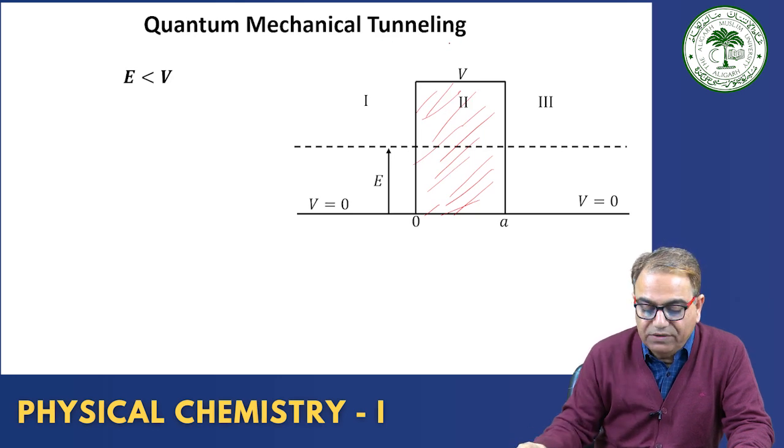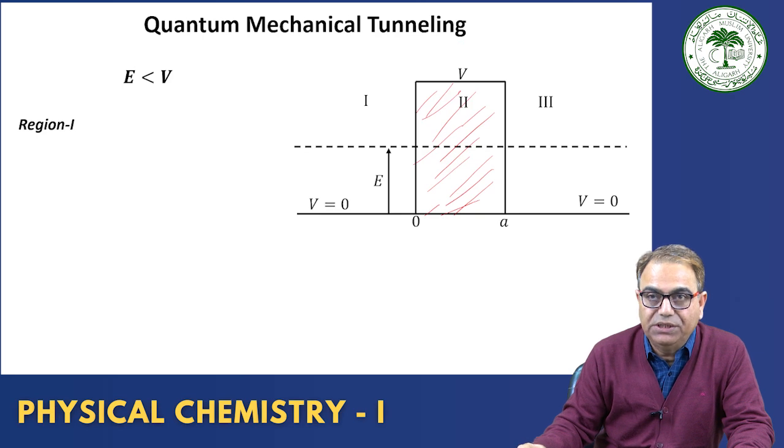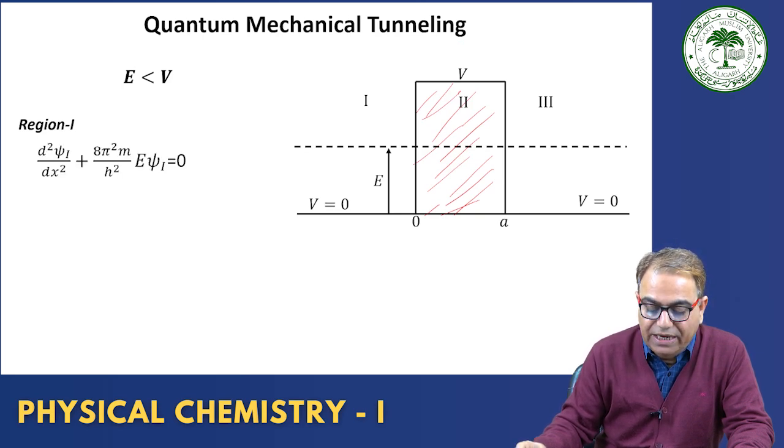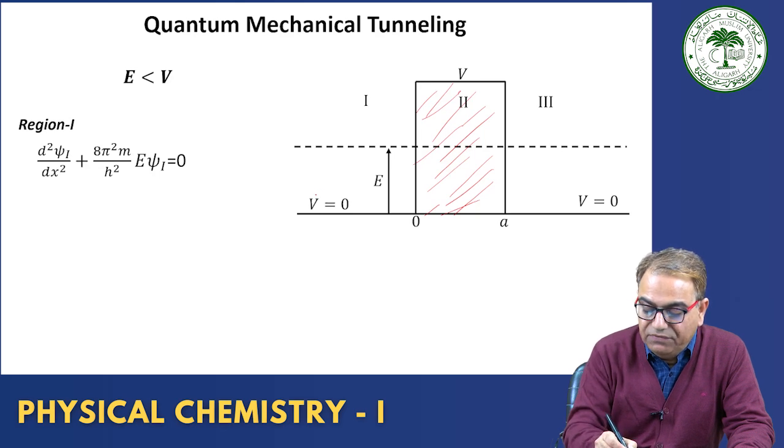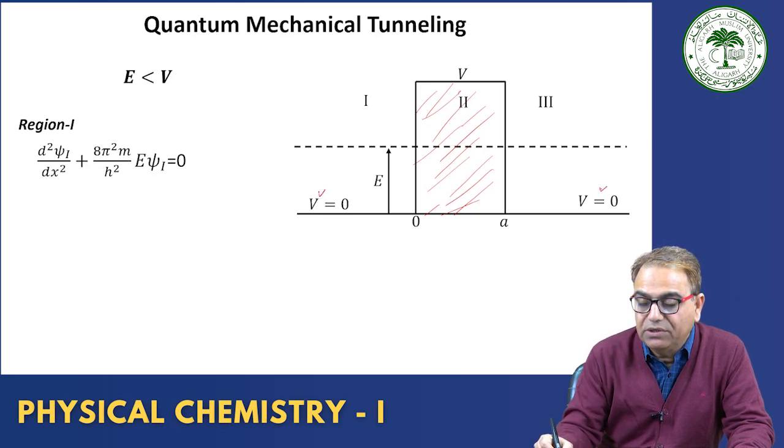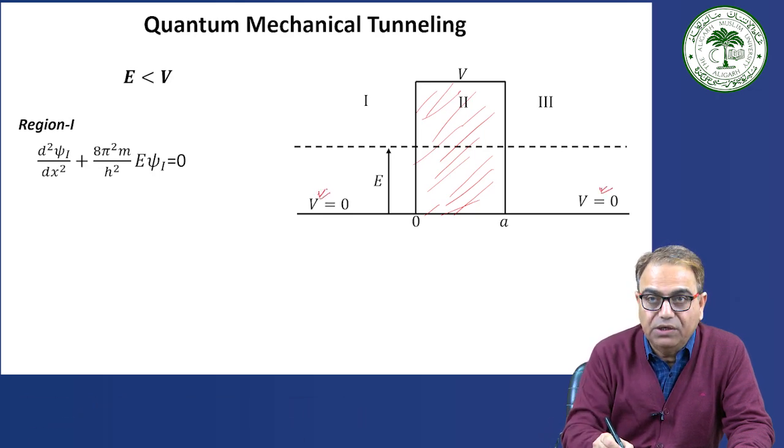Okay, so again, for this we have three different regions: region 1, region 2, region 3. For all these three regions, we can write the Schrodinger wave equation, and what we have taken here, in region 1 and region 3, is that the potential energy is equal to 0. V is equal to 0 here also, V is equal to 0 here also.